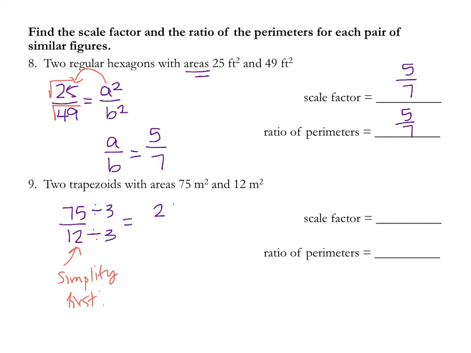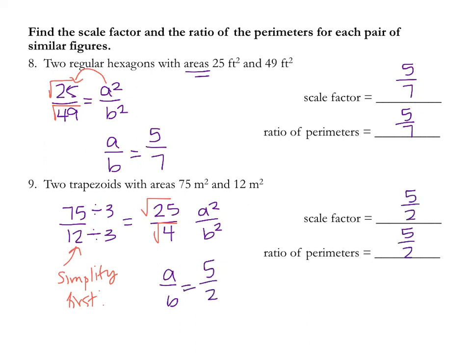So if I divide by 3, I get 25 over 4, and now I know this is a squared and this is b squared, so I need to take those back down. I'm going to have to take the square root to go back to a and b. A over b is going to be 5 over 2. That is the scale factor and also the ratio of the perimeters.